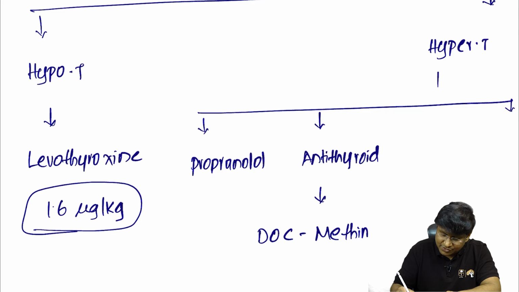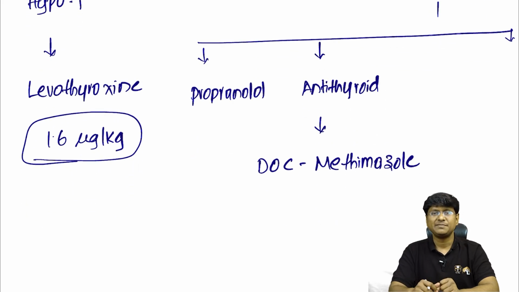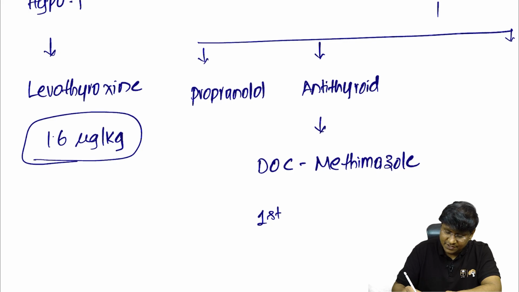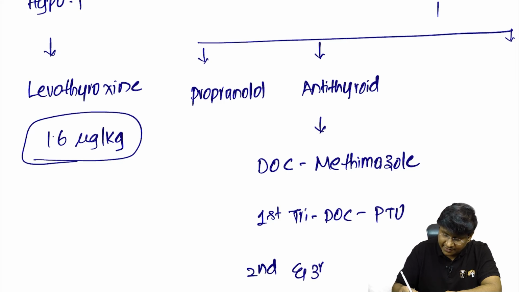But this particular methimazole, you cannot give in the first trimester of pregnancy because methimazole is associated with a teratogenic adverse effect, that is aplasia cutis. So that is the reason why in the first trimester, the drug of choice will be propylthiouracil. Whereas in the second and third trimester, we again shift back to methimazole.